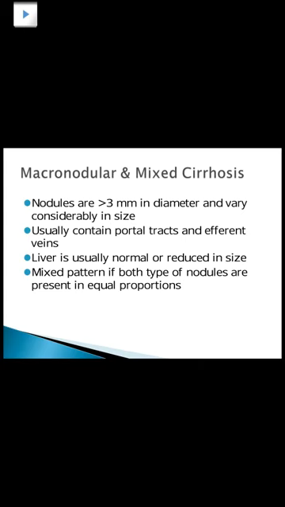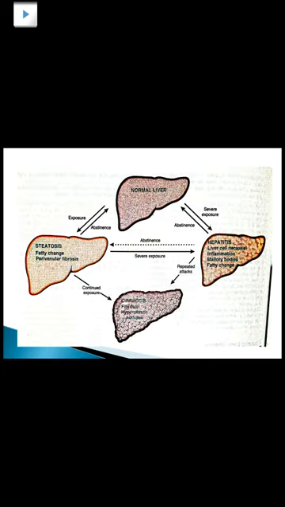Then comes macronodular cirrhosis and mixed cirrhosis. So how are they different? In macronodular, the nodules are greater than 3 mm in diameter and vary considerably in size. They usually contain portal tracts and afferent veins. The liver is usually normal or reduced in size. The mixed pattern is when both types of nodules are present in equal proportions. So basically micronodular, macronodular, mixed, depending upon the size of the nodules, that is 3 mm minus, 3 mm plus.